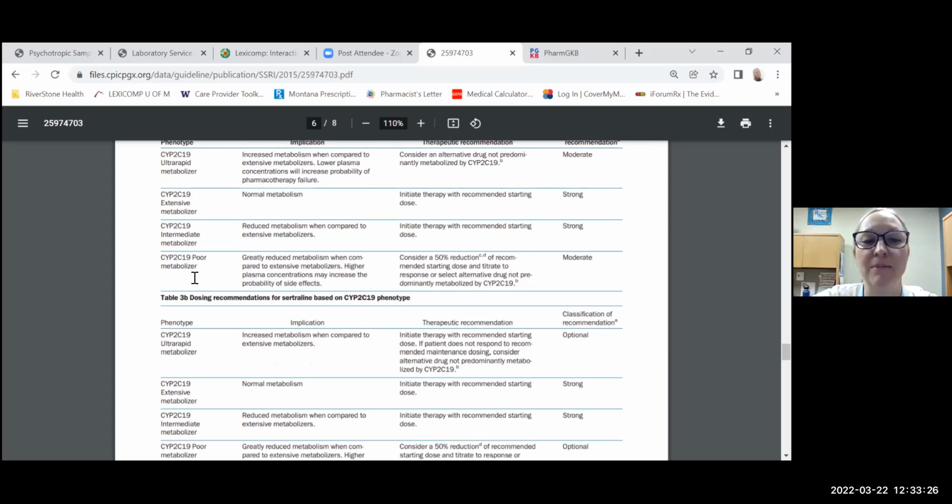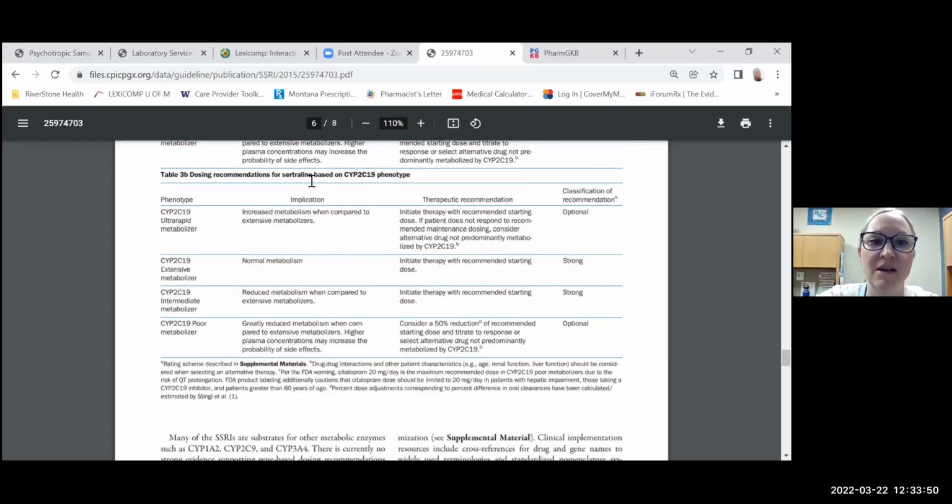And then if you're a poor CYP2C19 metabolizer, you have higher plasma levels at normal dosing. So you may want to start with a 50% dose reduction. These might be patients who experience those higher side effects to the 10 to 20 milligrams of S-citalopram.